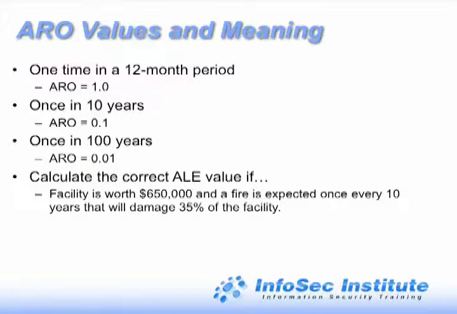The ARO, these values and meanings: basically, it's one time in a 12-month period, which would be the ARO of 1 year. If it's once every 10 years, it'd be 0.1. Once every 100, 0.01. For example, probably the best place to get a lot of these numbers would honestly be from an insurance company, because they have specialists that crunch the numbers and do this. And this is how they come up with the rates.